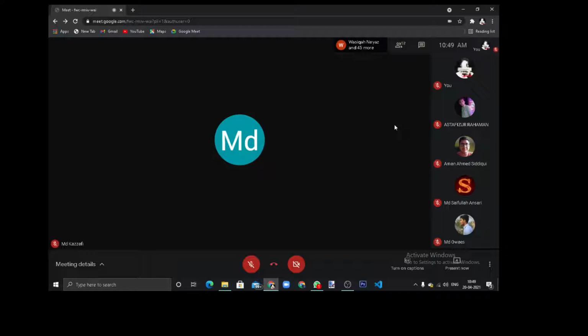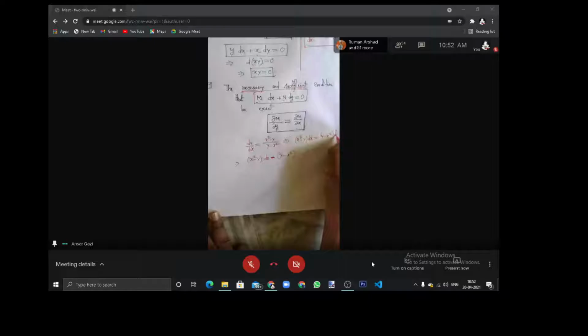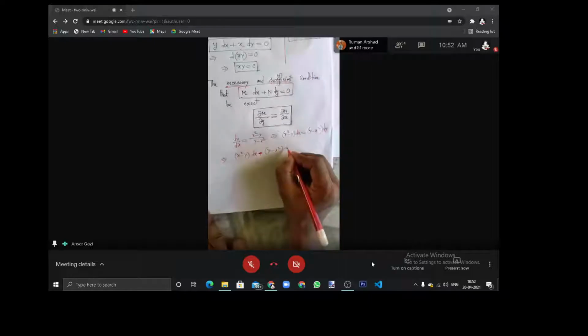First of all, this is a differential equation of first order first degree. This can be written as M dx plus N dy. So M dx means (x square minus y) dx, plus N dy. First of all, this can be written as (x square minus y) dx equal to (y minus x square) dy. Next, this can be written as (x square minus y) dx minus (y minus x square) dy equal to 0.